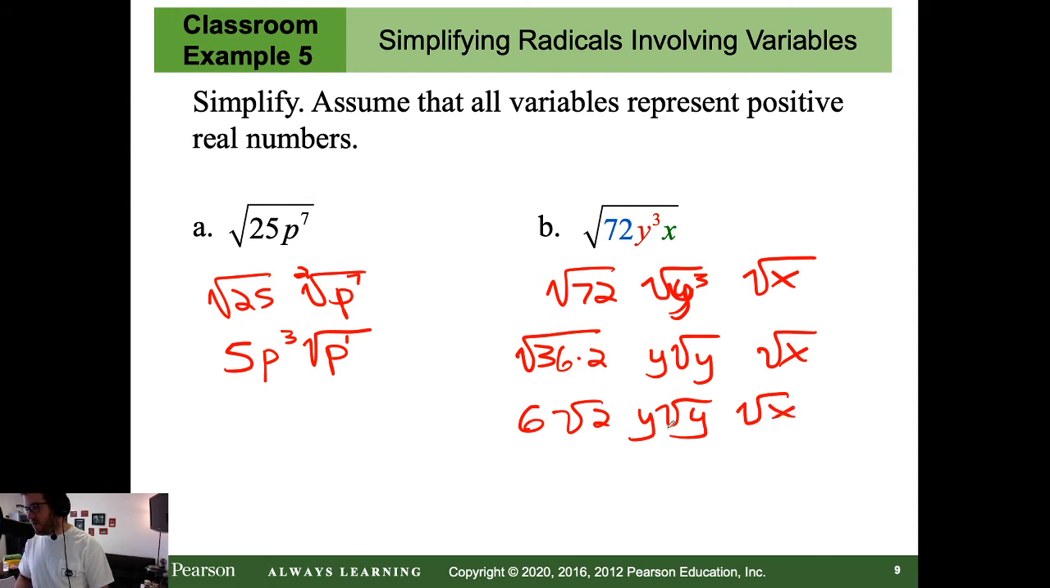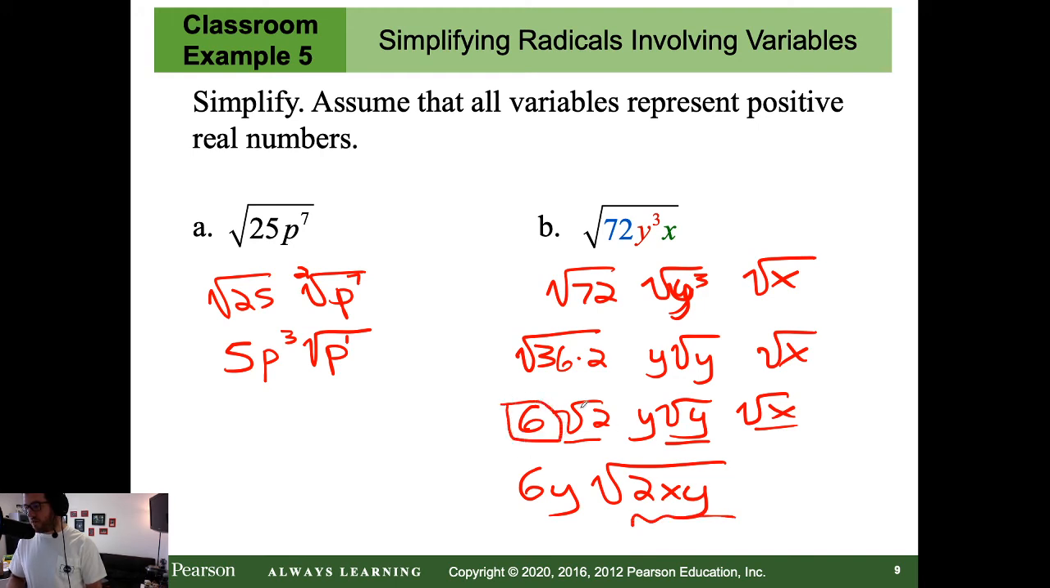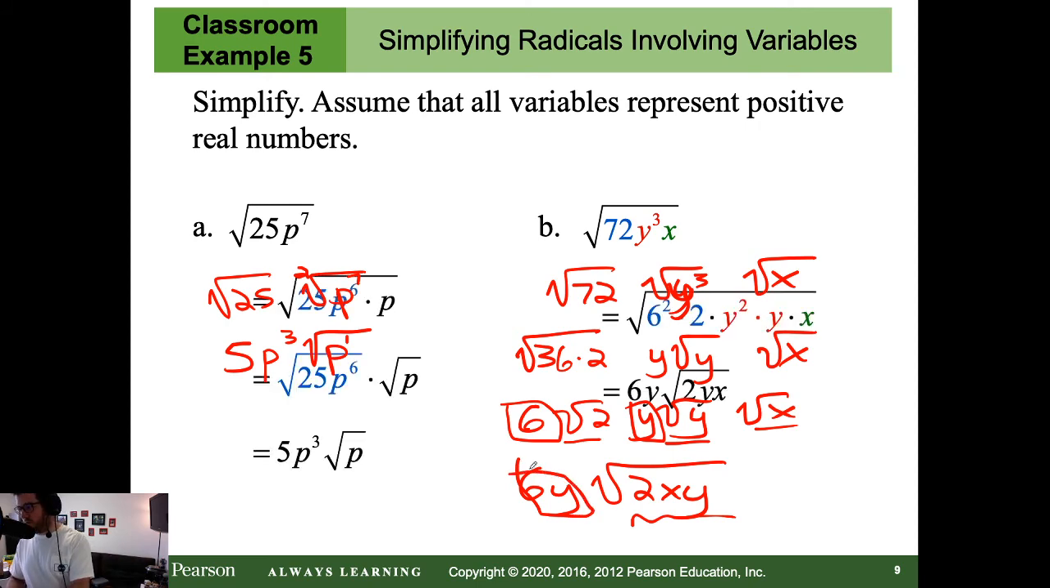So the neat thing is, whatever's on the outside stays on the outside. Whatever's on the inside comes to the inside, and I'm done. Okay? So again, this one's probably the hardest one. Square root of 72, simplified as 36 times 2, 6 times the square root of 2. Y cubed. 1 set of 2 can go in there, it comes on the outside. 1 stays on the inside. Square root of x just stays on the outside. Everything under square roots, so that, and that all come here. Everything on the outside, so that and that come on the outside. Okay? You might need some help with those.